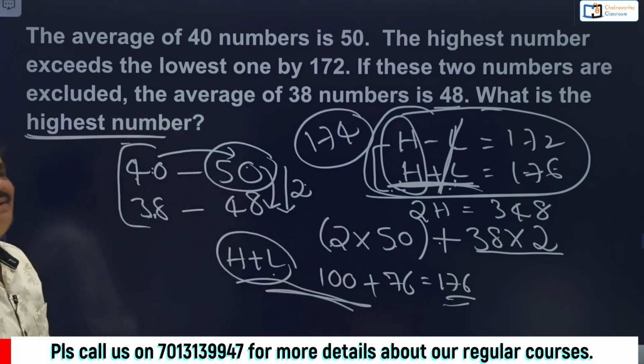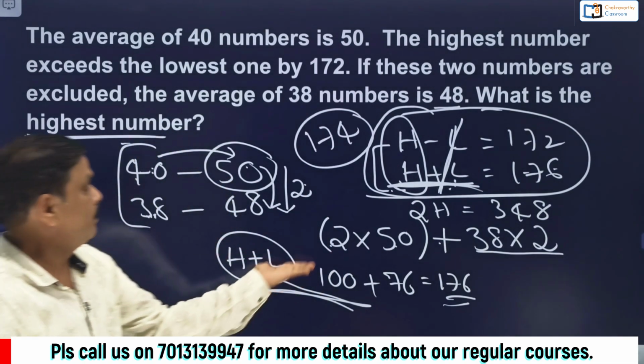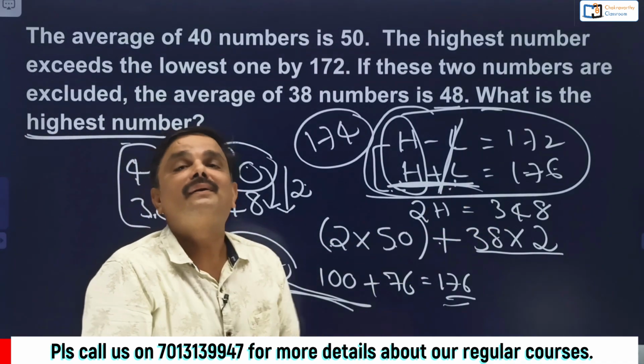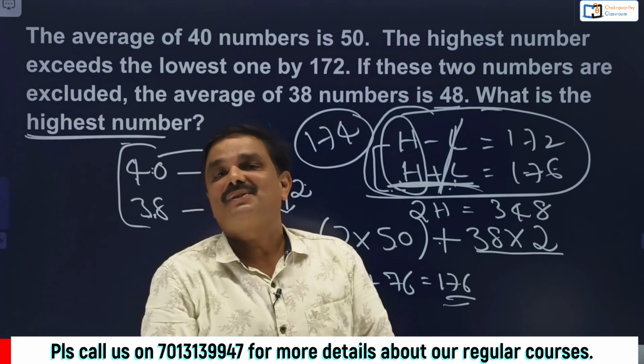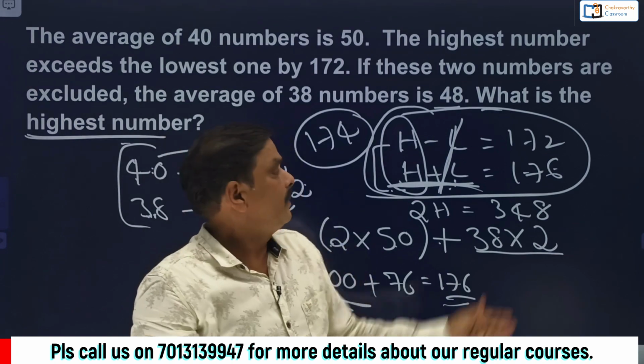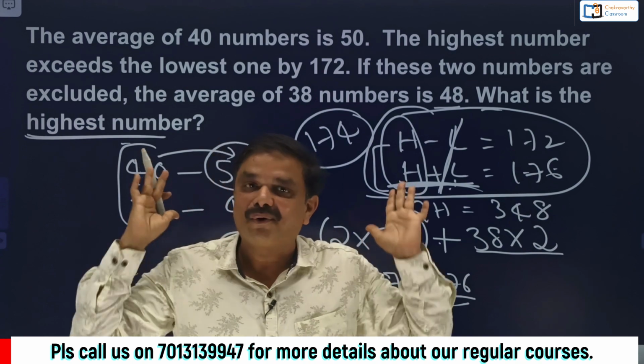Sum must be more than 50. I need the sum only, highest plus lowest. How much should it be? 2 into 50 plus 38 into 2. Because of that sum only, the average has decreased. You have to think in this way. Then after that, doing the question is very simple. I hope this is clear for all of you, isn't it?